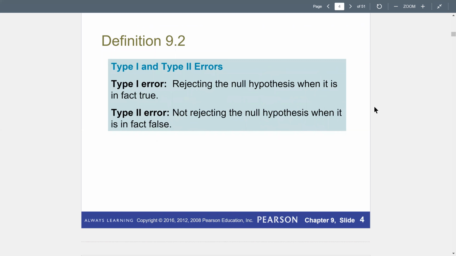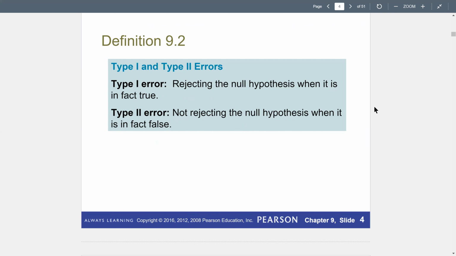Now, just like a courtroom, judges may make decisions, which may end up having some error one way or another. So hypothesis tests will also have error, and we call it type 1 or type 2 error. In terms of a type 1 error, we reject the null hypothesis when it is in fact true. In terms of type 2 error, we do not reject the null hypothesis when it is in fact false. So either way is not good, but we can avoid such mistakes.